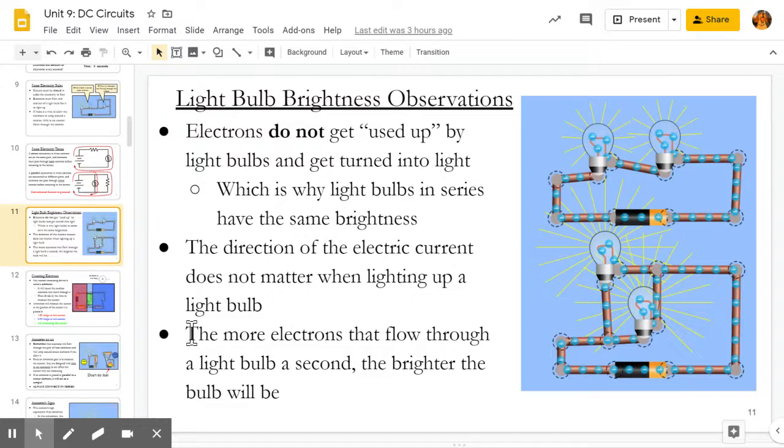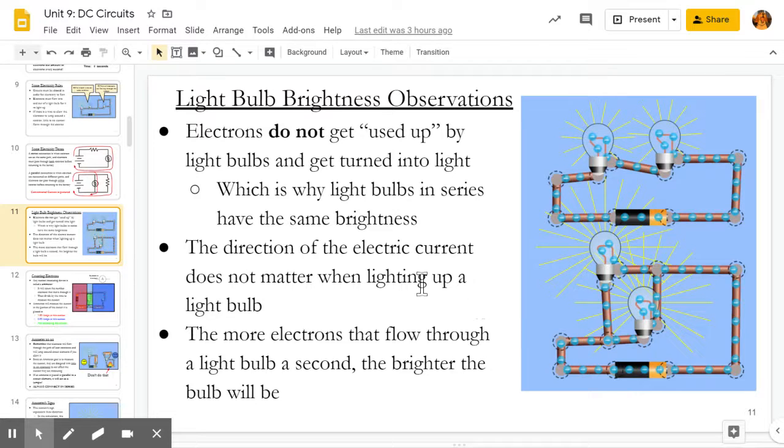Another thing is that if there are more electrons flowing through a light bulb every second, if the current is greater, the light bulb is going to be brighter. So you might have noticed that in this case, when we had the parallel setup, these two light bulbs were brighter because more electrons were flowing through.